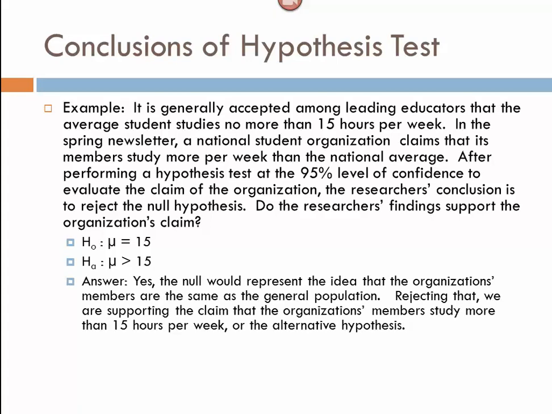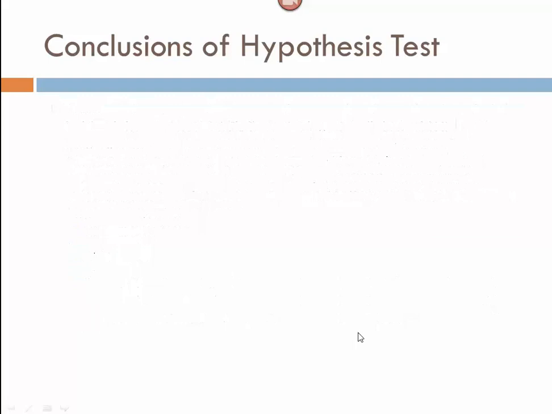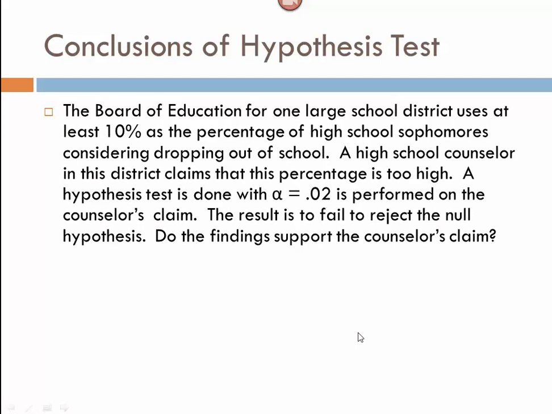The answer is yes. The null hypothesis would represent the idea that the organization's members are the same as the general population, that they also study on average 15 hours per week. Rejecting that, we're supporting the claim that the organization's members study more than 15 hours per week, or the alternative hypothesis. Here's another one.